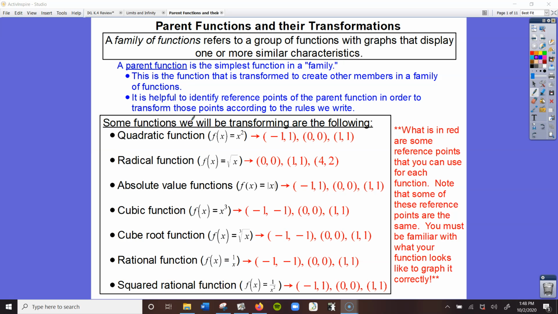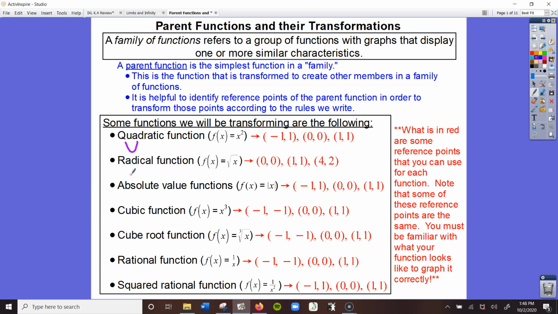Now, before we can begin to transform functions, we need to know what the parent functions are and what they look like. On the website, under the homework notifications, I did post a reference sheet that included all of the functions we're going to be working with, which also has pictures of their graphs, so you know what each one looks like. So for example, a quadratic function is a parabola, which looks like a U.